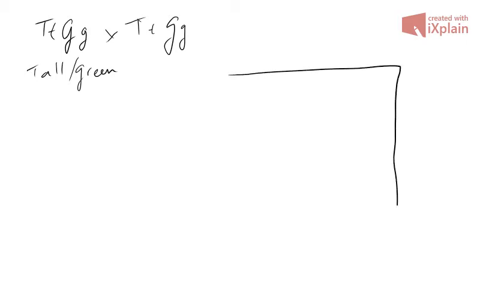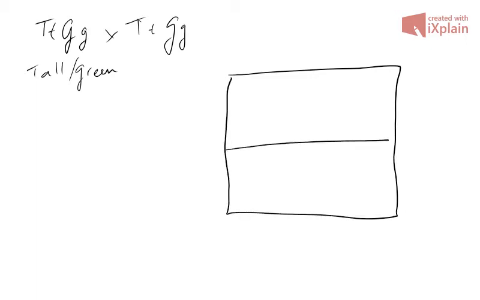Individual. And we're going to have two of those. So that's basically what our cross looks like. If we set up our Punnett square, we have to do a dihybrid cross, which is going to have 16 boxes.